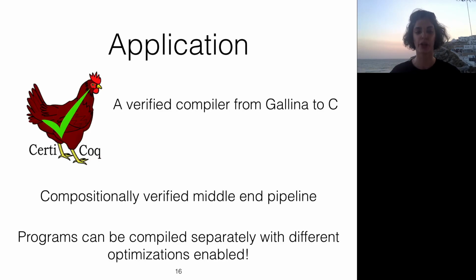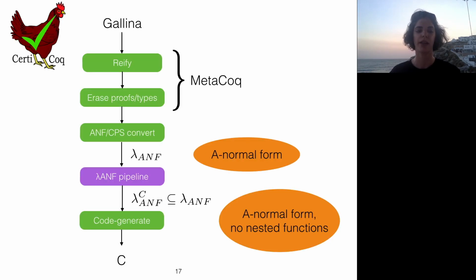Let me now return to the application of this technique to the verification of the CertiCoq compiler, a compiler from the Coq specification language Gallina to C. We use this technique to compositionally verify the optimizing middle end pipeline of CertiCoq, and we prove a linking theorem that supports separate compilation with different optimizations enabled. The CertiCoq pipeline starts from Gallina and uses MetaCoq to reify Gallina into its abstract syntax tree representation in Gallina and to erase proofs and types.